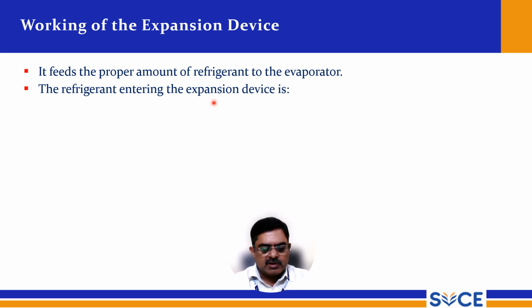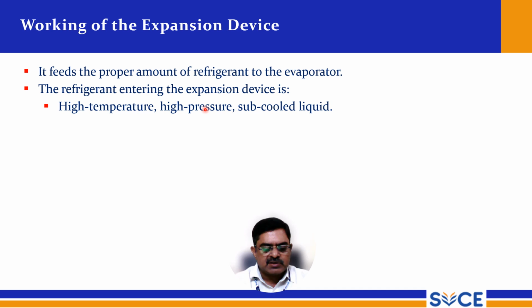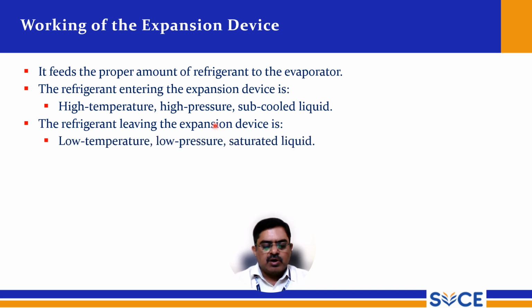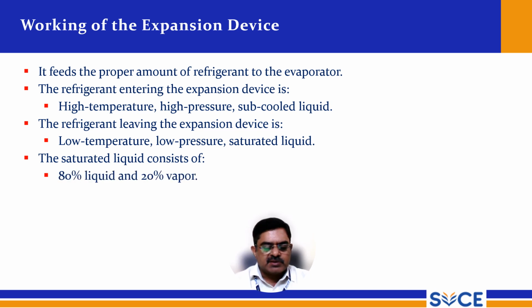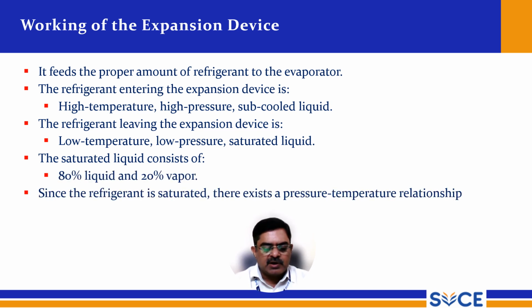The amount of refrigerant that goes to the evaporator is sent by this expansion valve, or metering device. The refrigerant entering the expansion device is a high temperature, high pressure subcooled liquid, and the refrigerant leaving is a low temperature, low pressure saturated liquid. This change is occurring here. The saturated liquid consists of 80% liquid and 20% vapor. Since the refrigerant is saturated, there exists a pressure temperature relationship.